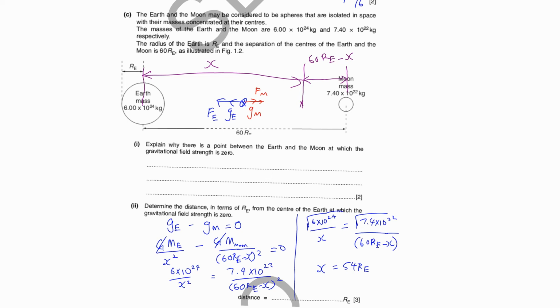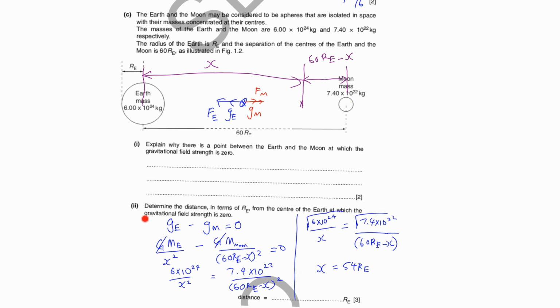Now for the next part, you want to find the distance from the center of the Earth where the field strength is 0. Now remember, from the center of the Earth to a point. Just now you said that most likely the point is nearer to the Moon, right? So assuming that the distance from the Earth to this point is x, what is the distance from the Moon to that point? They told you the total separation is 60 RE, so wouldn't it be 60 RE minus x? So the field strength here is 0. Now field strength being a vector and they are both in opposite directions, so you got the minus, right?